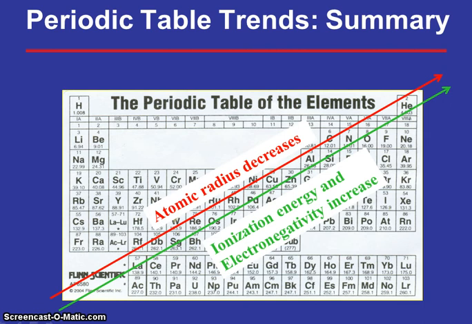So to sum up some of our periodic trends, as we go towards the top and the right of the periodic table, your atomic radius decreases. And as you go from bottom left to top right, your ionization energy and electronegativity both increase.